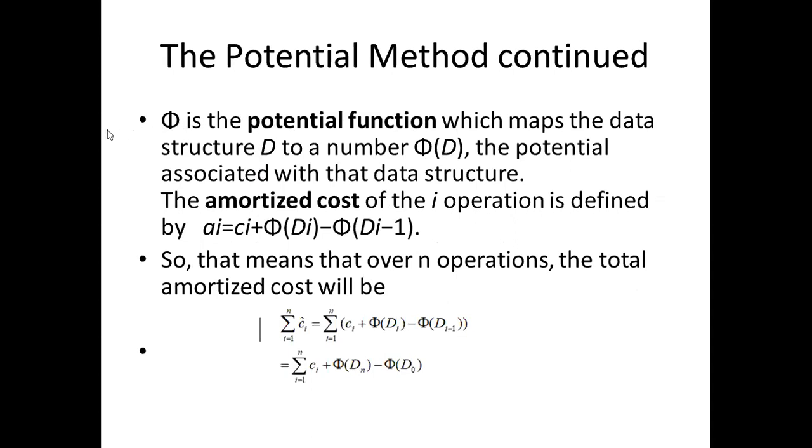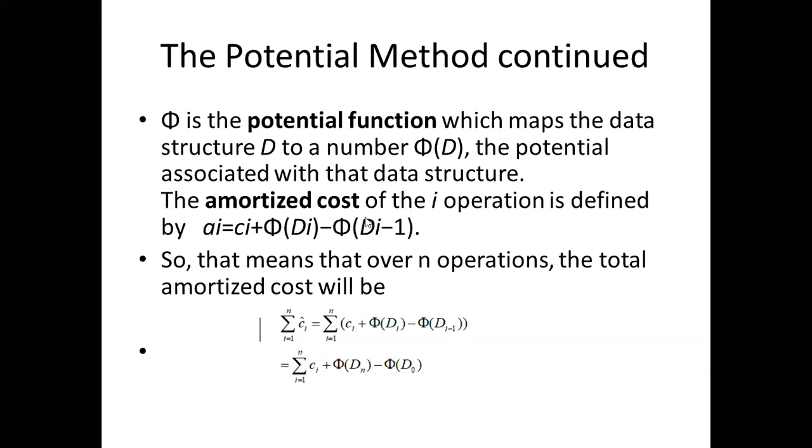So phi is the potential function, which maps the data structure D to a number phi of D. We are applying it on the data structure D. Phi of D is the potential associated with that data structure. What is the potential energy? It is the potential function applied on the data structure D.